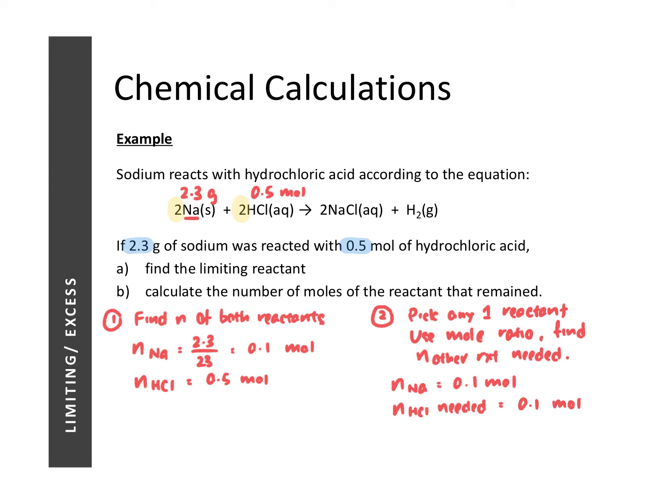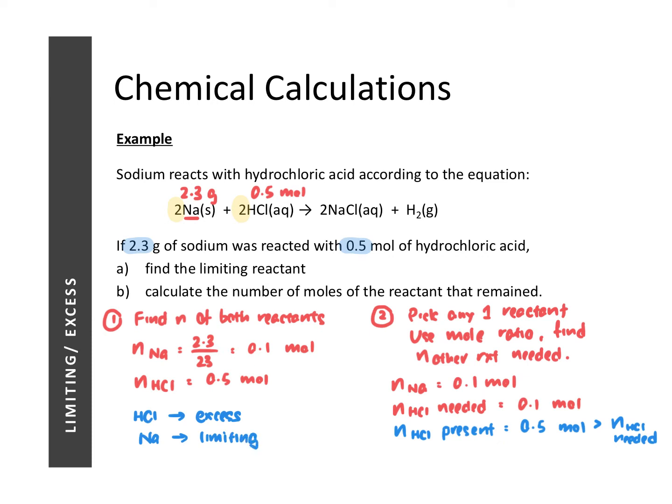Okay, the next step is this. Then you need to compare the number of moles of acid needed with the number of moles of acid that is present, which you have found in step 1. In step 1, we have found that number of moles of acid present is 0.5 moles, and this is more than the number of moles of acid needed. So what does that mean? It means that your HCl, or your hydrochloric acid, is in excess, and that your sodium is the limiting reactant.